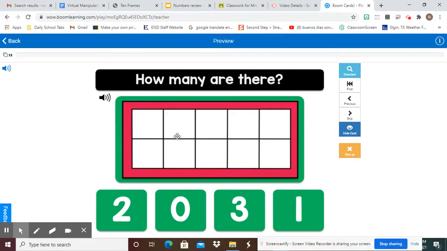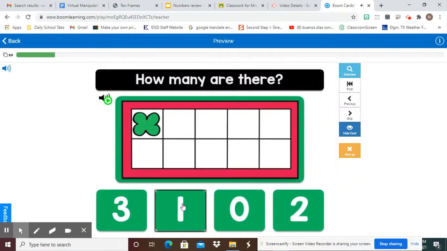It's 0. So which one is 0? Is this 0? Yes or no? Or is this one 0? I'm going to give you the answer now. This one is number 0. And we got it correct.